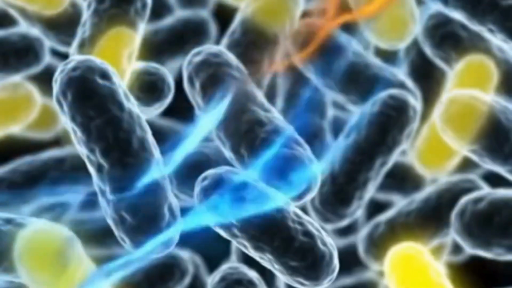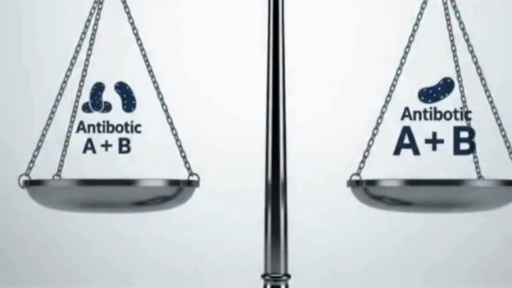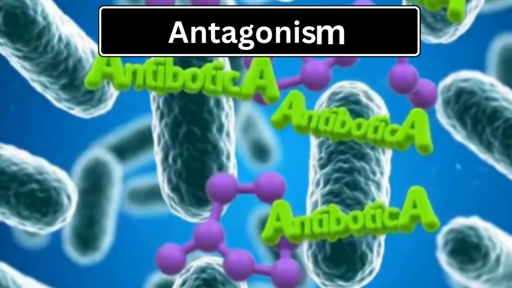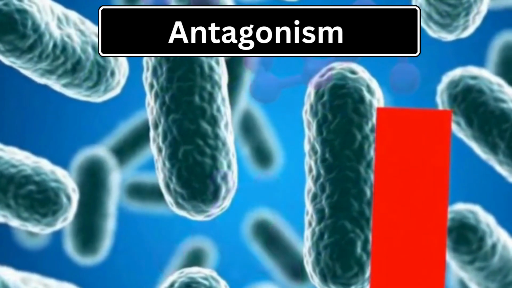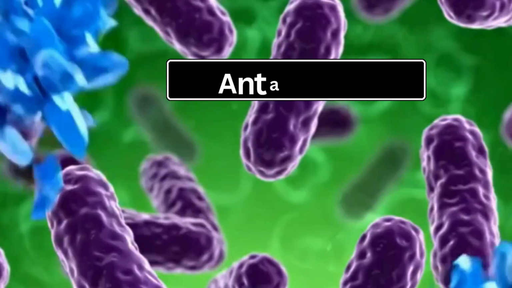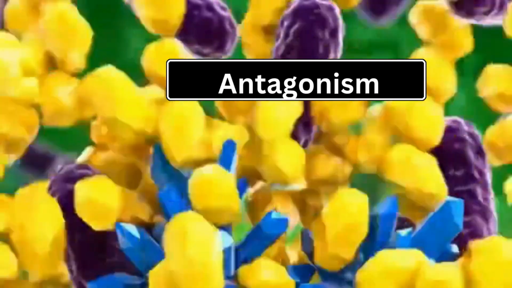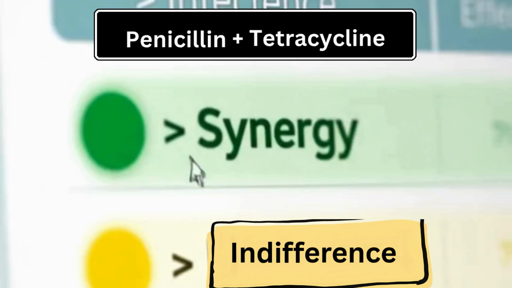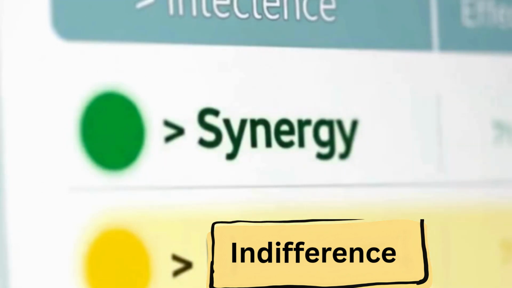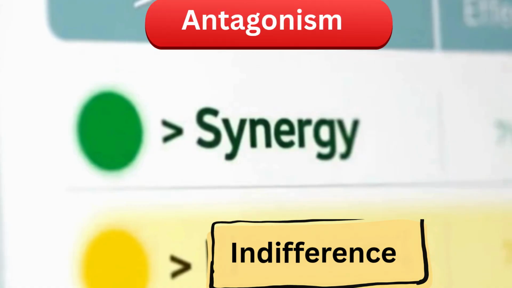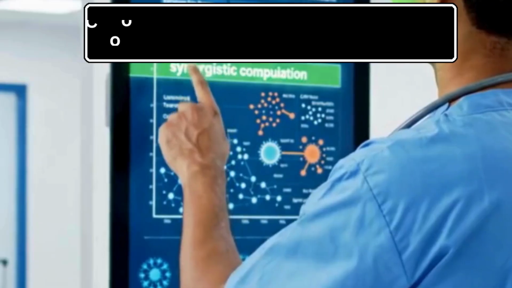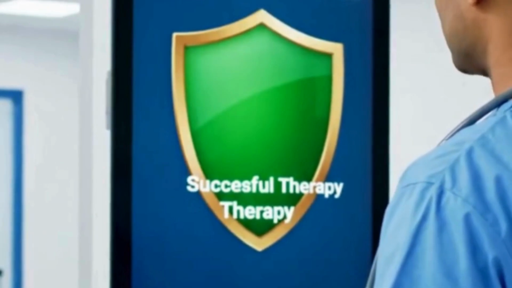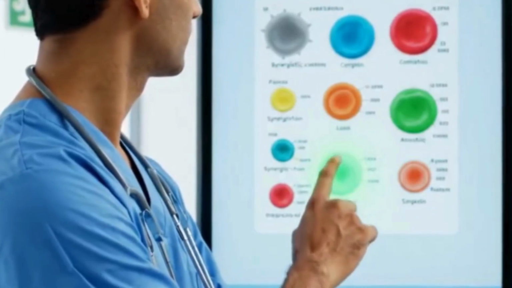In indifference, combining 2 antibiotics offers no significant advantage. The combination works about as well as the more effective drug used alone. In antagonism, one antibiotic interferes with the action of another, making the combination less effective than using the better antibiotic alone. An example of antagonism is penicillin plus tetracycline taken together. Let's summarize these three interactions. Synergy improves bacterial killing, indifference provides no extra benefit, while antagonism reduces treatment effectiveness. Choosing the right antibiotic combination is therefore essential. Understanding these interactions helps clinicians maximize treatment success while minimizing the risk of resistance and treatment failure.